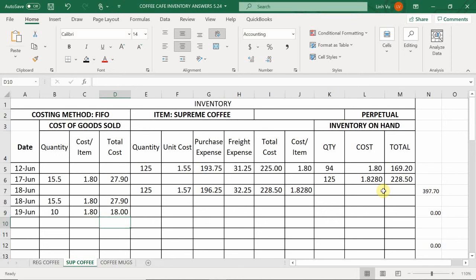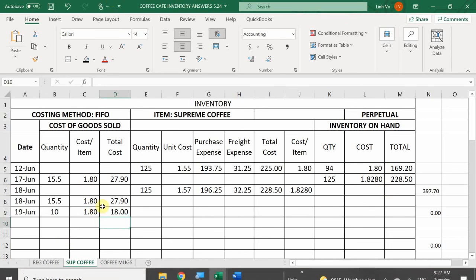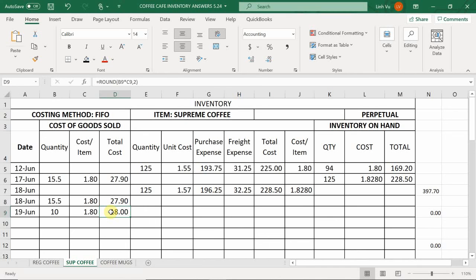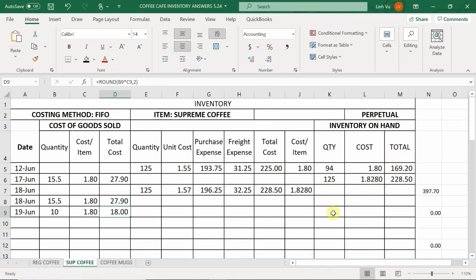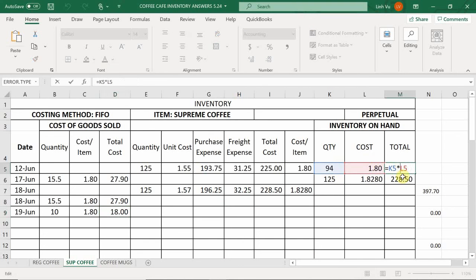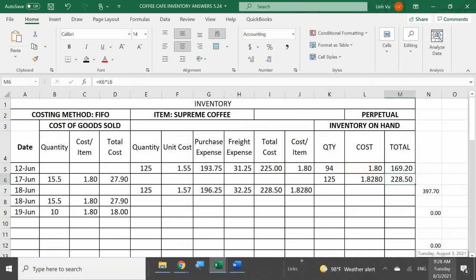So I was getting confused yesterday with the way you were calculating your inventory on hand. So can you do the formula again? So this one? Because we need to take that out of the 94, correct? Yes. So in this case, my formula is going to be in here. All right. What I did was quantity times cost is going to give me my total.